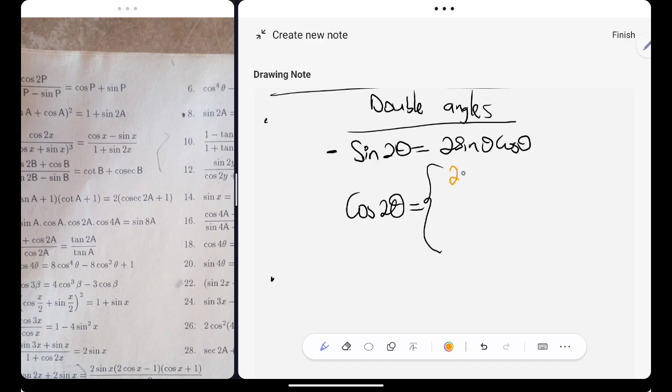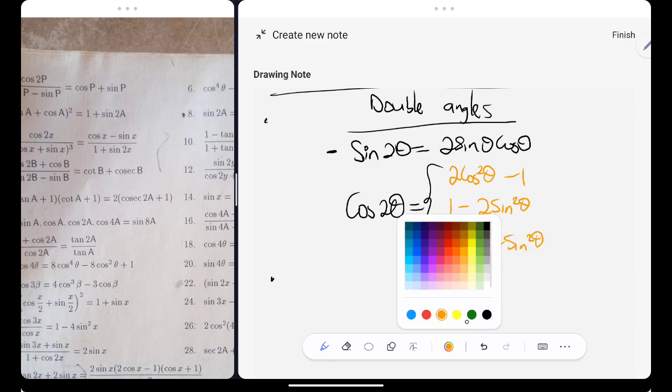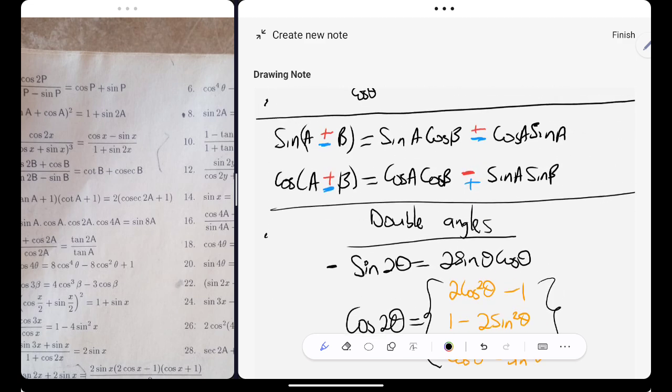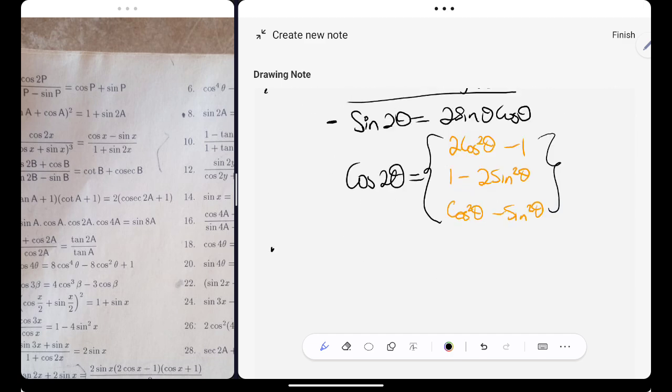we simply have 2 cos squared theta minus 1. We have 1 minus 2 sine squared theta, and then we have cos squared theta minus sine squared theta. Please, guys, go and check lesson number 30 on how and when to use the double angles if you're struggling, ne? Okay, these are the identities that you will use, ne?